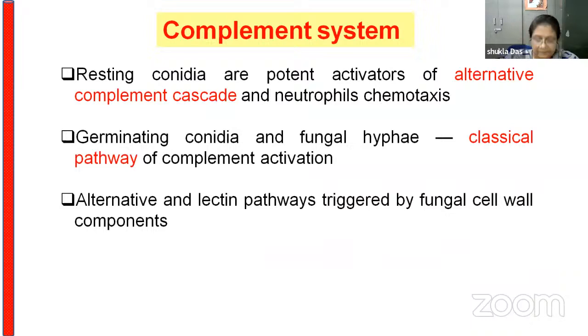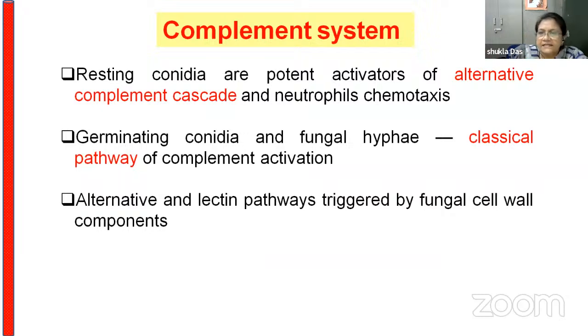Now comes the complement. Complements are bioactive molecules. These are proteins, again in the circulation. This is simple. They will have to attach to a phagocyte or an antibody. So either it is the classical pathway, or the alternative or lectin pathway.